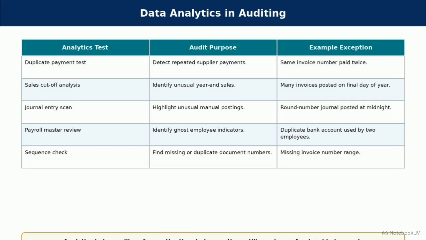By scanning the entire population, auditors can immediately flag high-risk anomalies, extracting only the exact instances where a duplicate supplier payment was triggered or an invoice sequence check was broken.